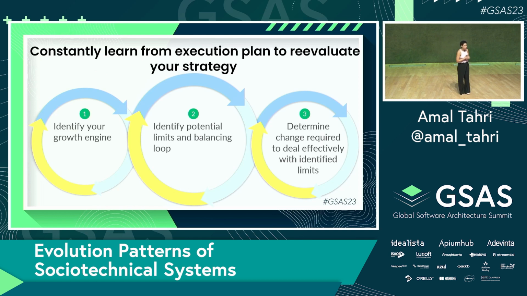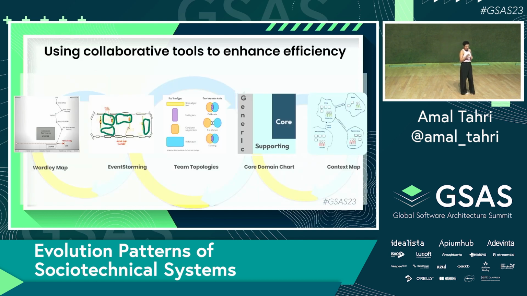There is one step where you identify your growth engine. The second step: what are the limits? The third step: how to embrace change and how to make it happen. And repeat. You will not get it right the first time, you need to repeat. And the third takeaway is that there are collaborative tools that will help us work together.